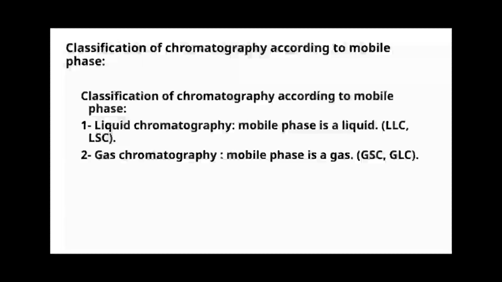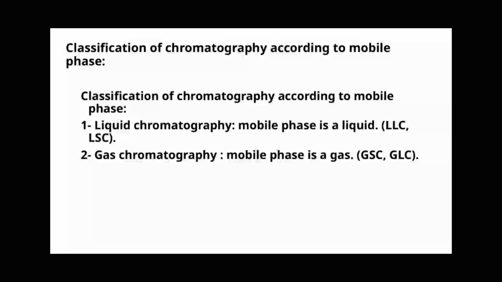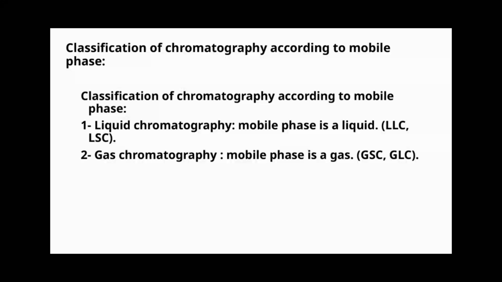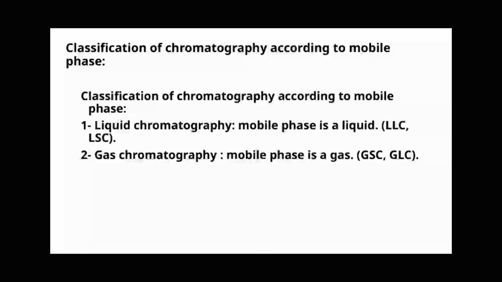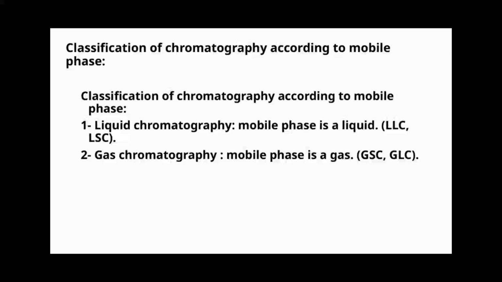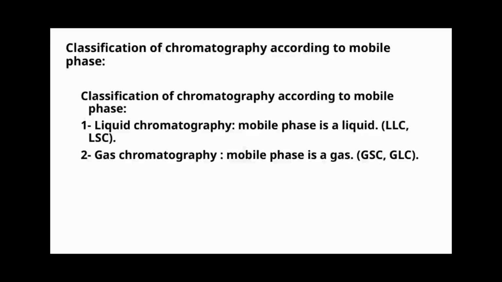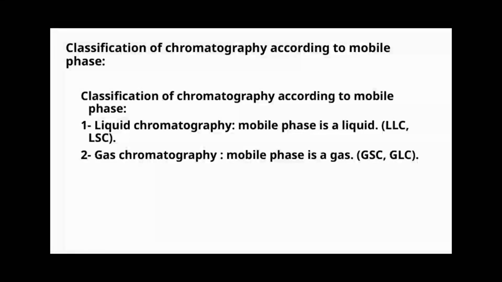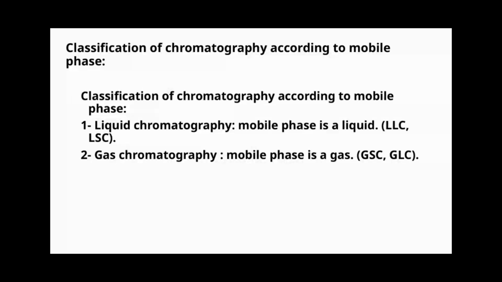This includes GSC and GLC, which are especially useful for volatile compounds. The main idea to remember is that in gas chromatography, the sample is vaporized and carried by an inert gas through the stationary phase. These classifications are fundamental because they help us choose the right technique depending on the nature of our samples and what we're trying to analyze. So, understanding whether your mobile phase is a liquid or a gas is crucial in selecting the appropriate chromatography method for your analysis.